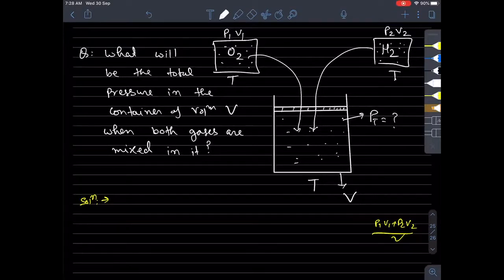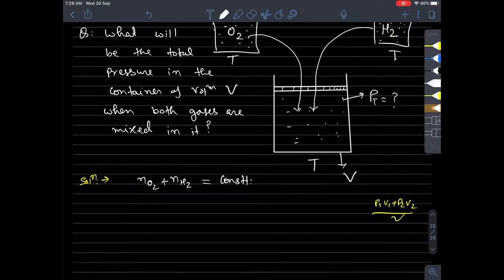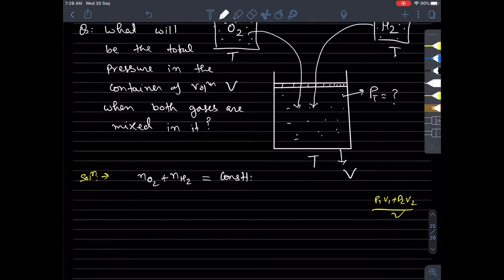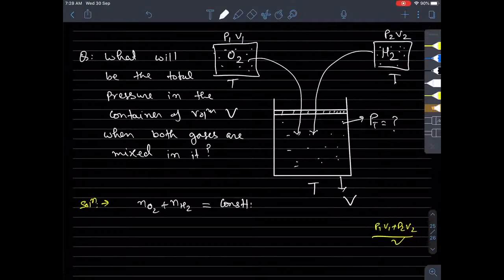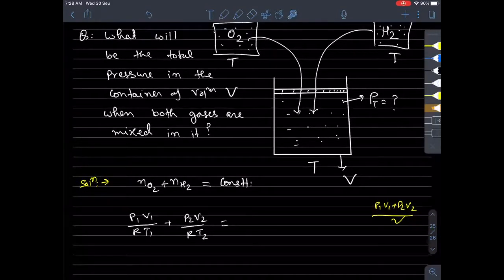Can I say that whatever the number of moles of oxygen plus whatever the number of moles of hydrogen is there, the sum of these moles will be constant? Yes or no? Yes. Okay. So the number of moles of oxygen will be how much, my dear? P1 V1 upon RT1. The number of moles of hydrogen will be what? P2 V2 upon RT2. And that will be constant, meaning inside here.